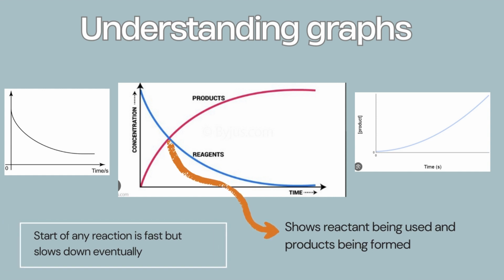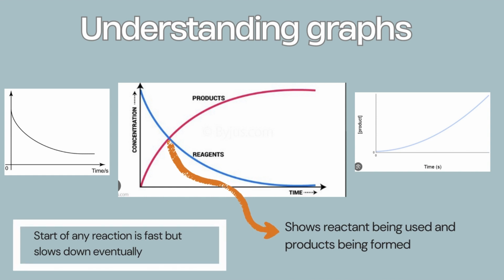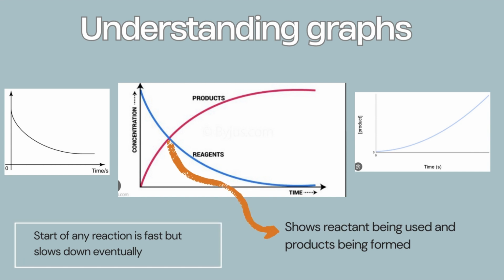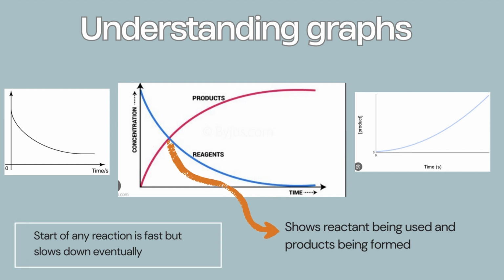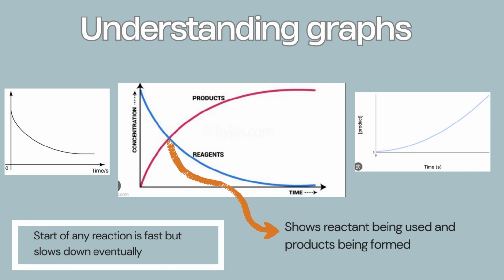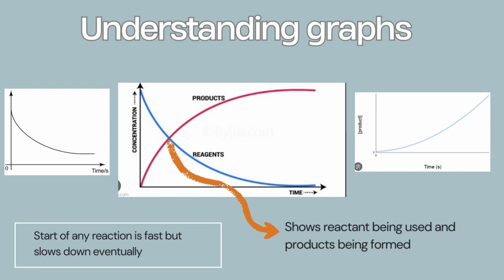These are the graphs for the rate of reactions. In this one, you can see that this is the reactants and this is the product. If you put them onto one graph, like in the middle, where this orange arrow is shows the reactant being used and the products being formed at the point where the two graphs meet. The start of any reaction is fast, but it slows down eventually because the reactants are getting used up to form the product.